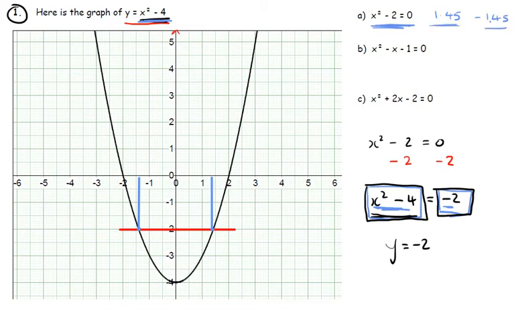Okay, now that's how you do part A. You just need to make sure that one of the sides of the equation has this thing here. It looks like x squared minus 4. And then you just plot the graph of whatever is on the other side, and then you just see where they cross each other and then read off the x values.